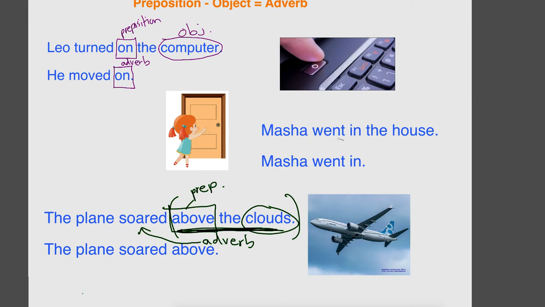Same thing here. Masha went in the house. So this phrase, right, "in the house." So where did she go? Where did she go to? She went in the house. So this prepositional phrase here, "in the house," acts like an adverb, okay?